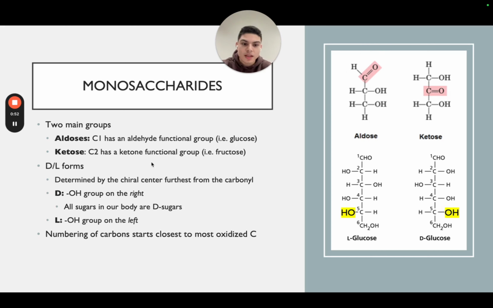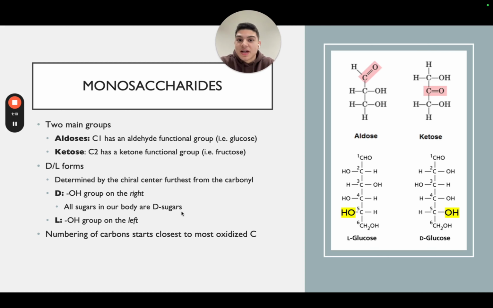And there are D and L. In previous lectures, remember that we said that we only find L amino acids. Well, in this case, we find only D. So right here, it says all the sugars in our body are D sugars. Just remember that they're opposites to each other in terms of what's naturally found.